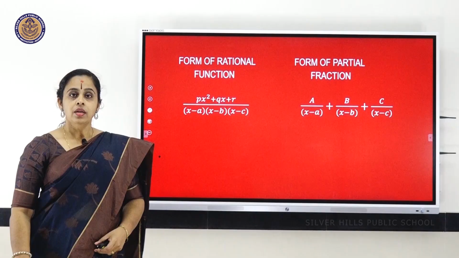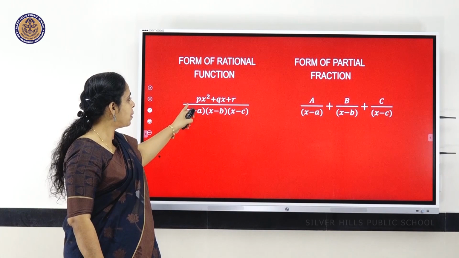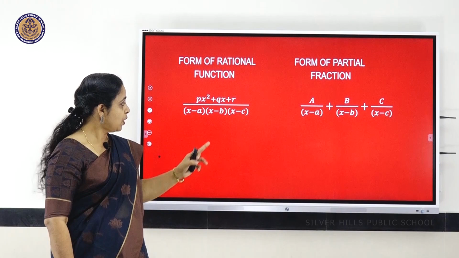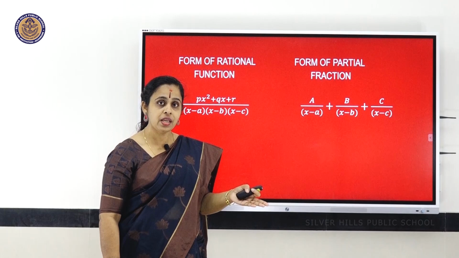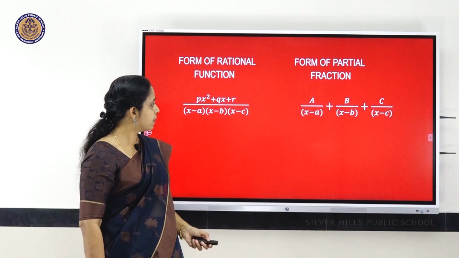Now let us see the form of rational function if it is of the form px square plus qx plus r divided by 3 distinct factors. If it is so, we will write a divided by the first factor plus b divided by second factor plus c divided by third factor, and values of a, b, c we will find as we did in the previous problems. Let us do one example of that type.